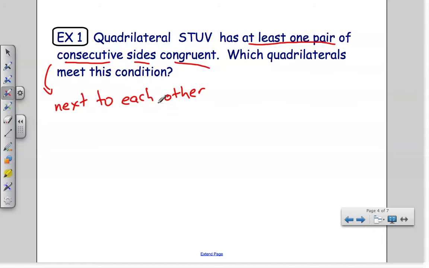So think about this. What about the category of parallelograms? Do parallelograms have to have at least one pair of consecutive sides congruent, sides next to each other? Well, no, parallelograms opposite sides are congruent, so I wouldn't say a parallelogram meets that condition. So what about rhombuses or rectangles? Wait, rhombuses, what do you know? All the sides are congruent. So yeah, it has at least one pair of sides next to each other congruent because they're all congruent. So rhombus meets that condition.